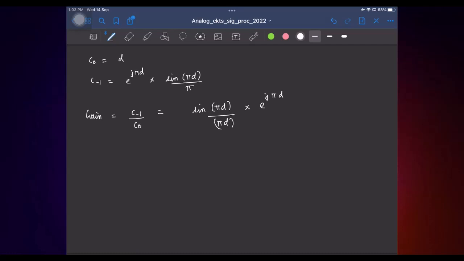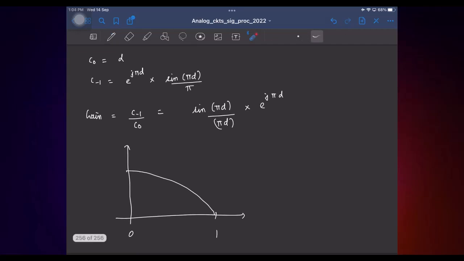So if I sketch the magnitude of the gain versus the duty cycle, the minimum is 0, maximum is 1, right? So how will it look? Same, right? It will do something like this. At d equal to 1, it becomes 0. Fine? At d equal to 1, it's sine pi. It vanishes.